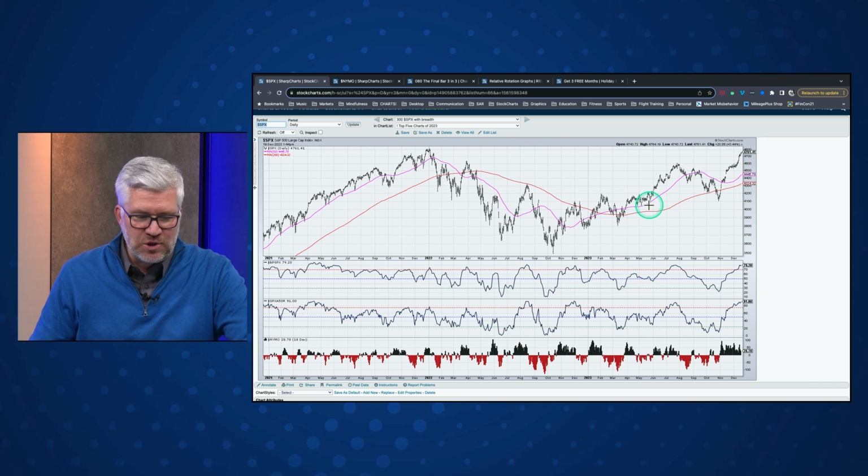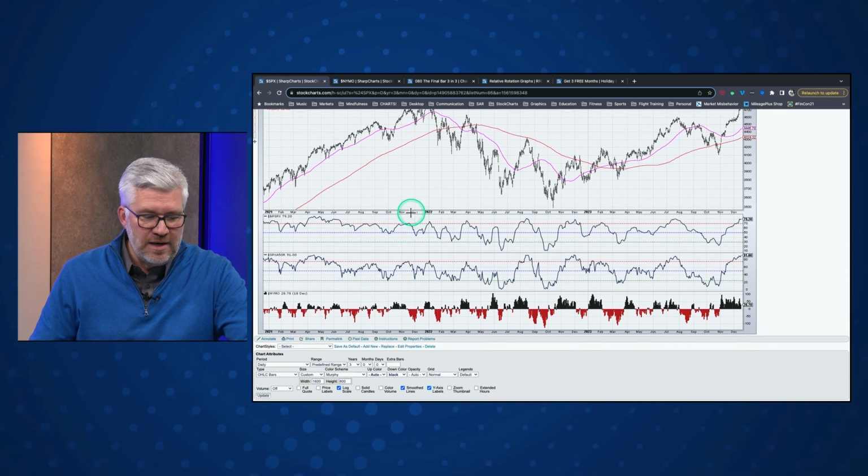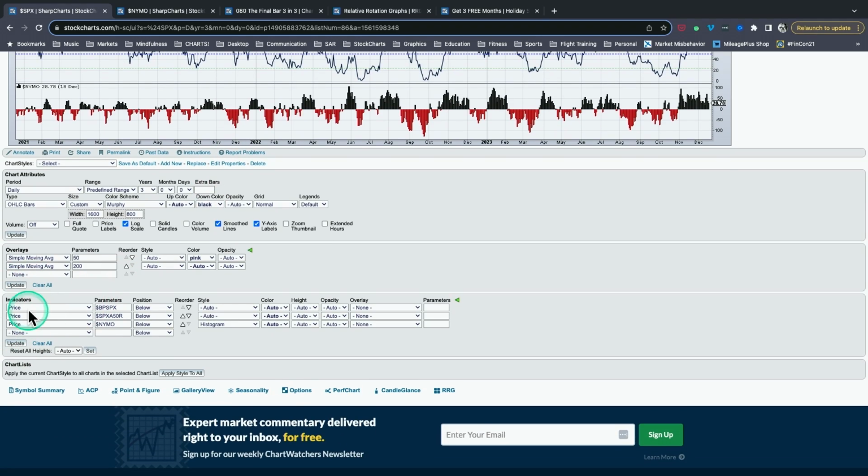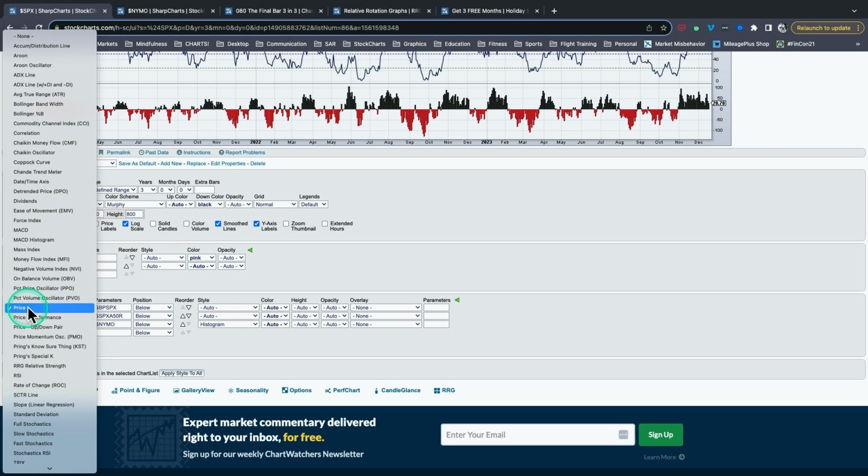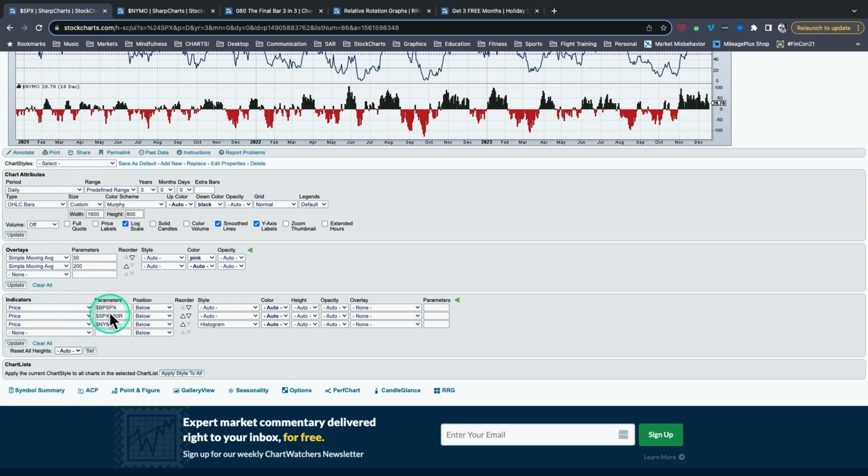So how do you set up a chart like this? Well, this is using an indicator. Basically, any of these panels below the price are called indicators. And we're just using one called price. This is just a way of bringing any other data into your chart, bringing in prices of another stock, an ETF, an index, or in this case, breadth indicators.